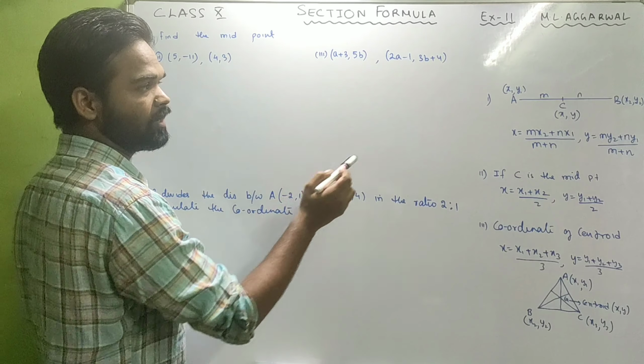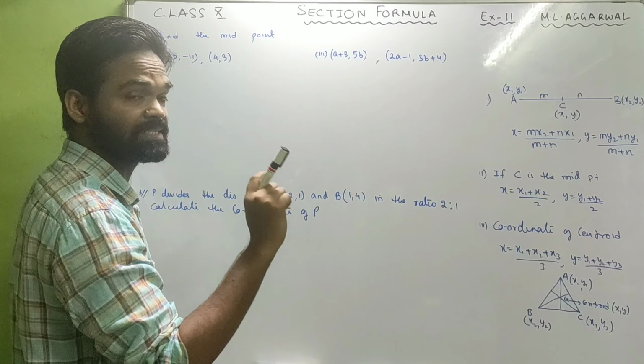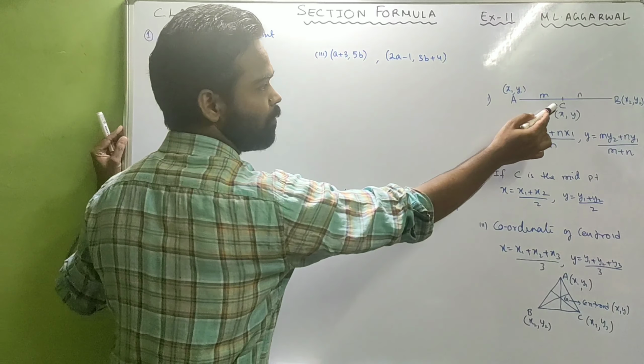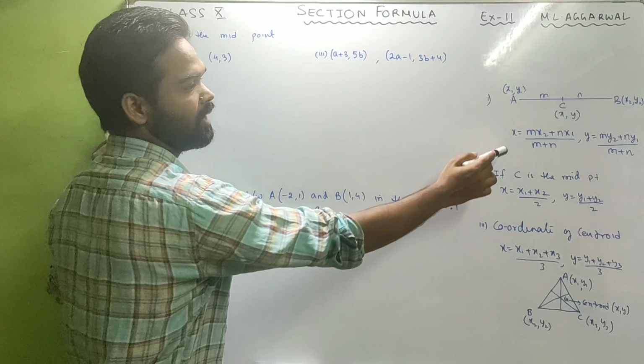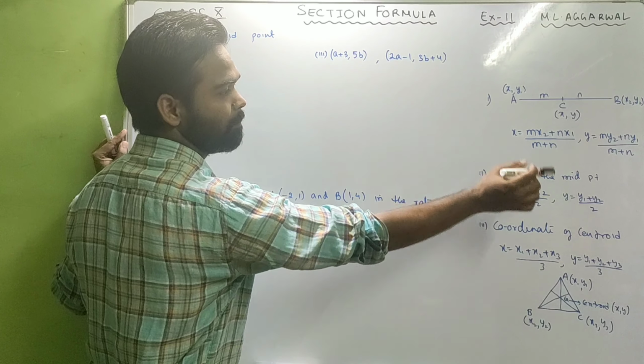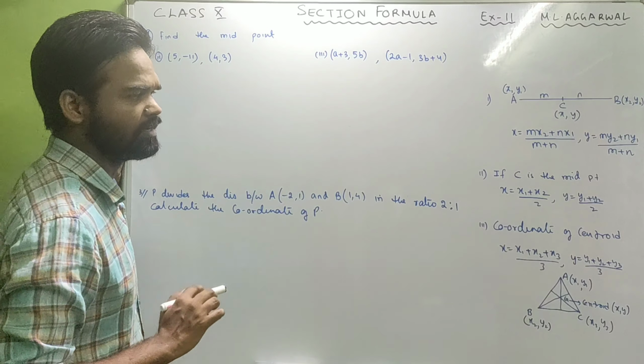Just a recap, in a coordinate plane, if the line segment AB, where A is (x1, y1) and B is (x2, y2), is divided by the point C(x, y) in the ratio m:n internally, then x is (mx2 + nx1) by (m + n) and y is (my2 + ny1) by (m + n). We have already done this, okay?